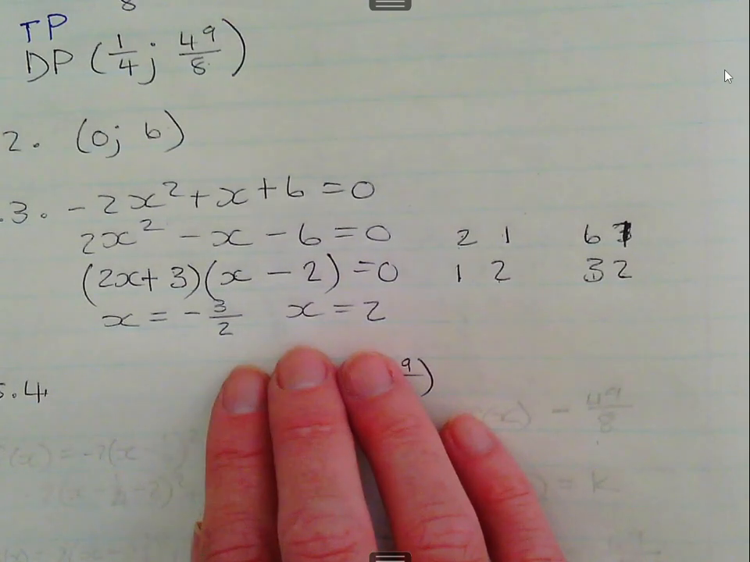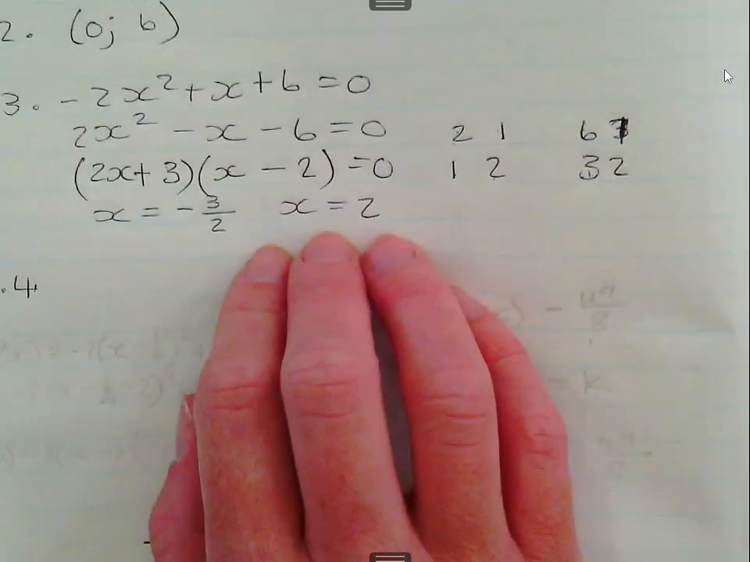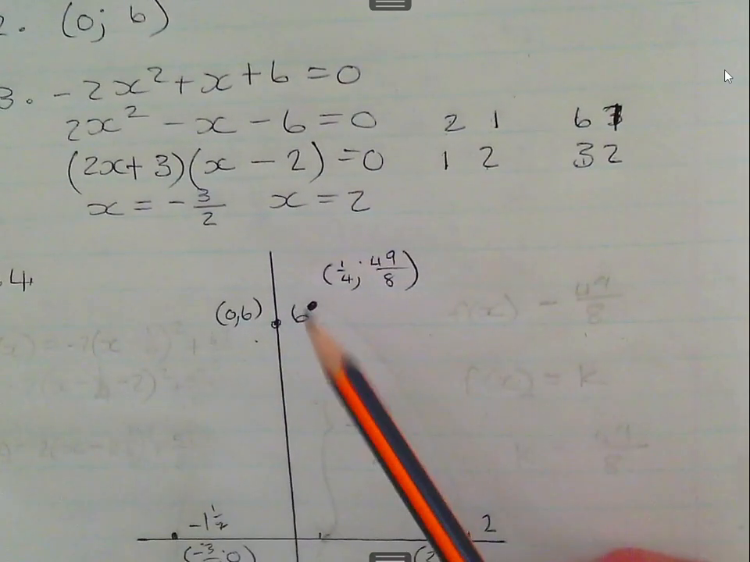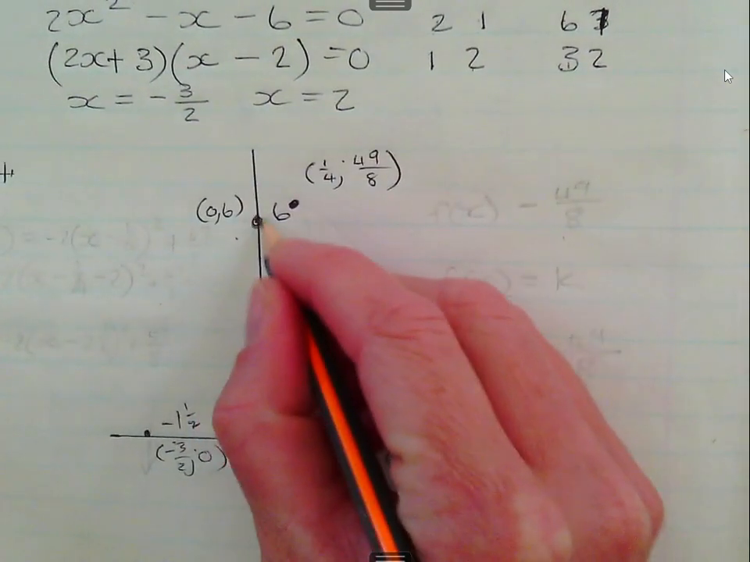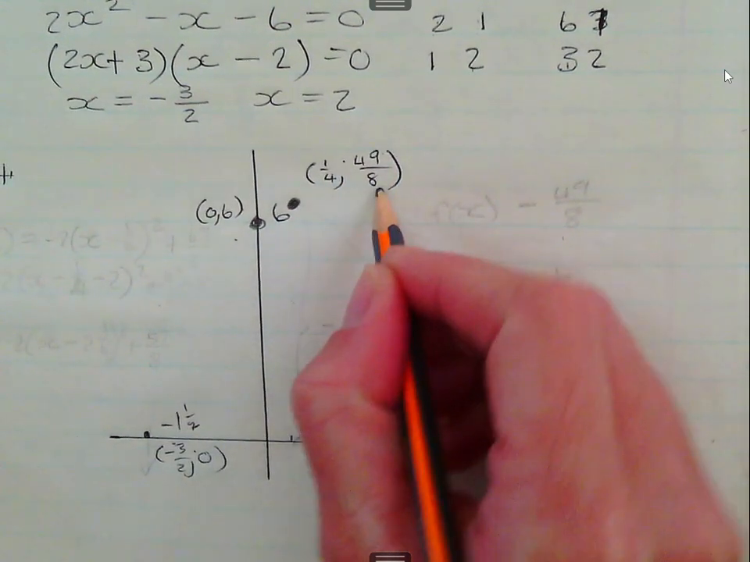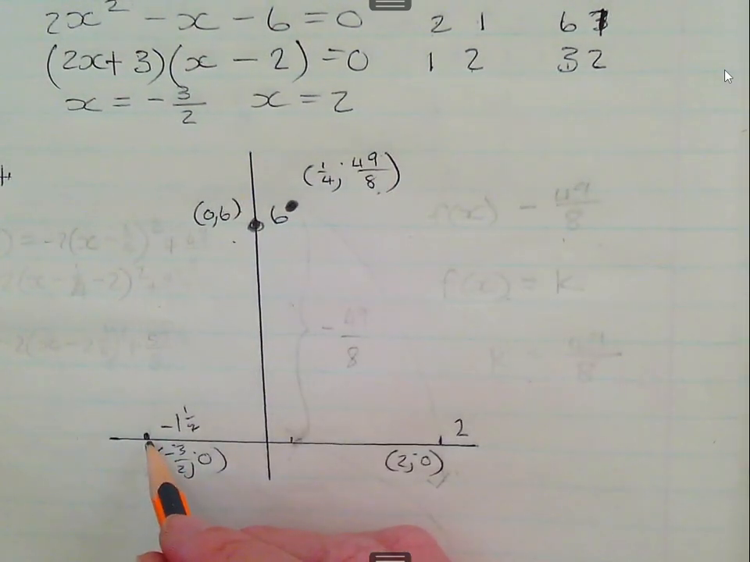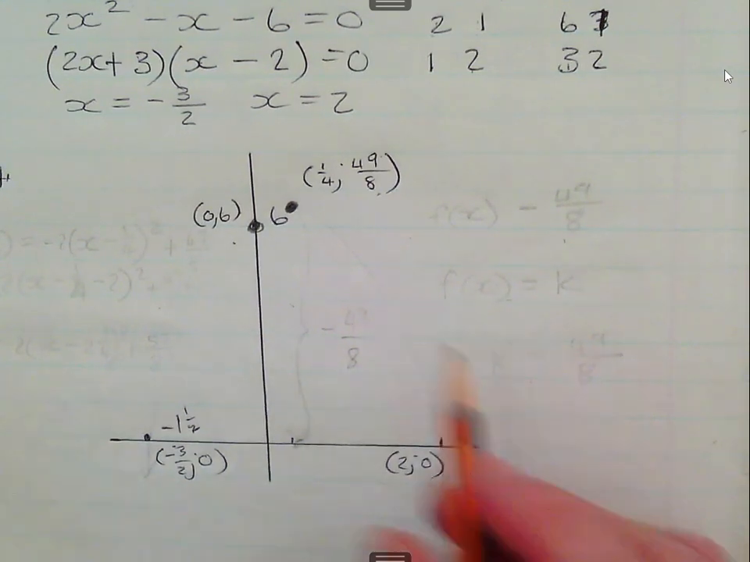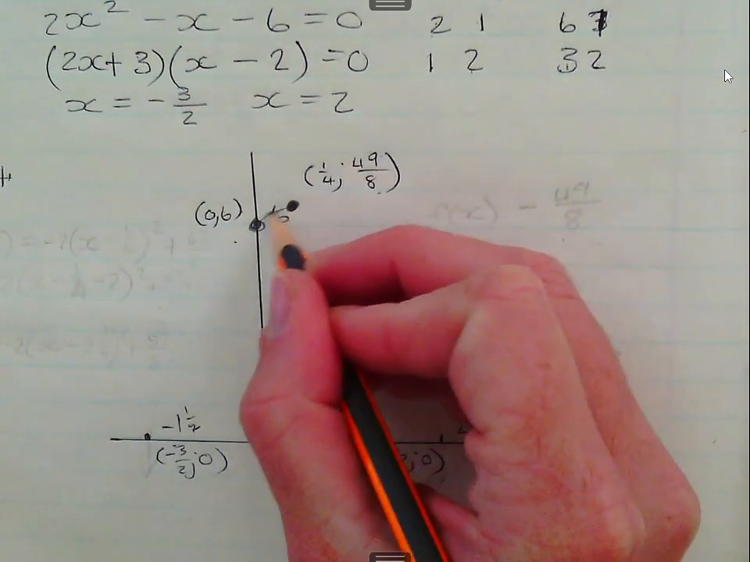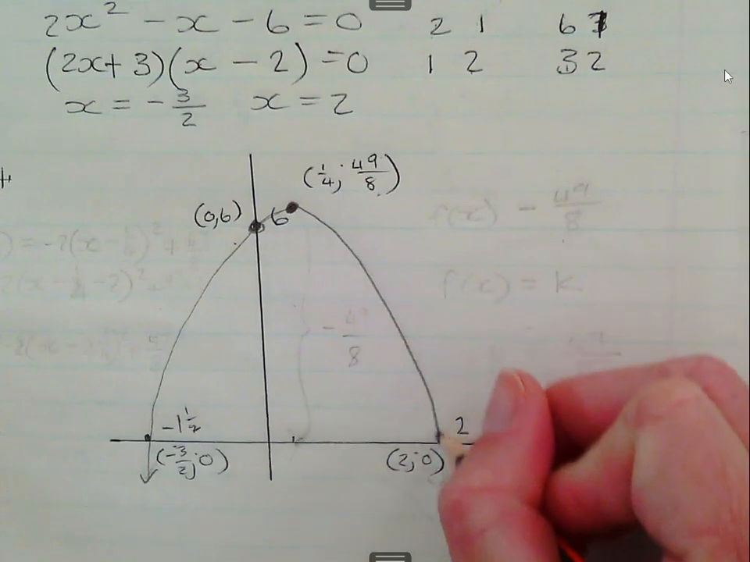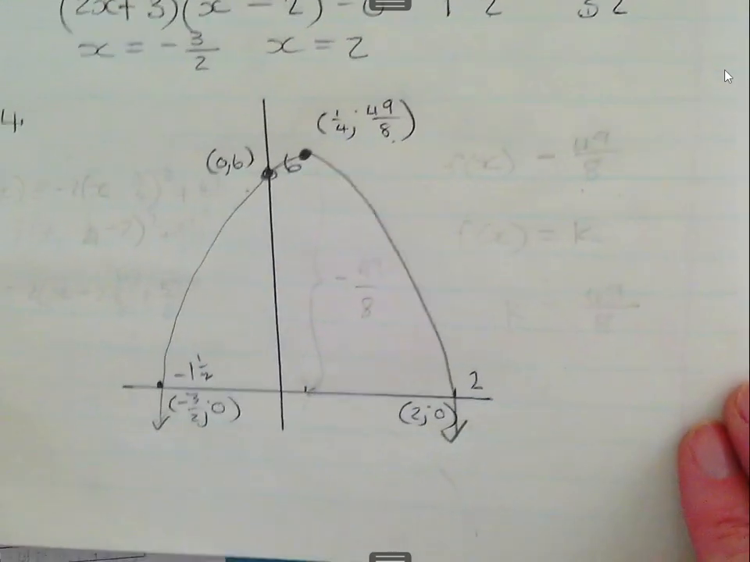The next question, they ask you to draw the graph of this parabola. I started with all my critical points. There is the y-intercept, 0 and 6. There is the turning point, a quarter and 49 over 8. My one x-intercept is negative 1.5 or negative 3 over 2, and the other one is 2 and 0. Now that I have all of my critical points, I can just join them to draw the parabola. And there it is.